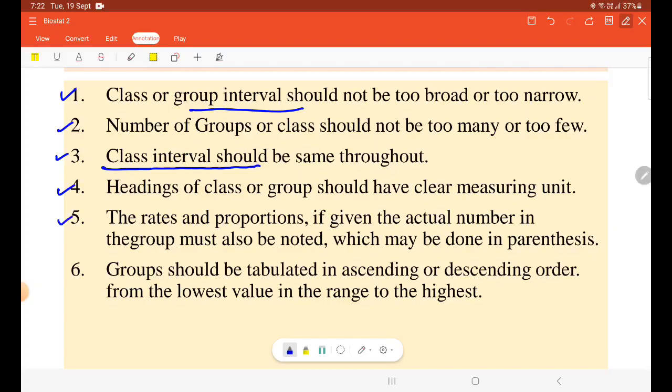If rates or proportions are given, the actual number in the group must also be noted, which may be done in parentheses. Groups should be tabulated in ascending or descending order, from the lowest value in the range to the highest. Okay.